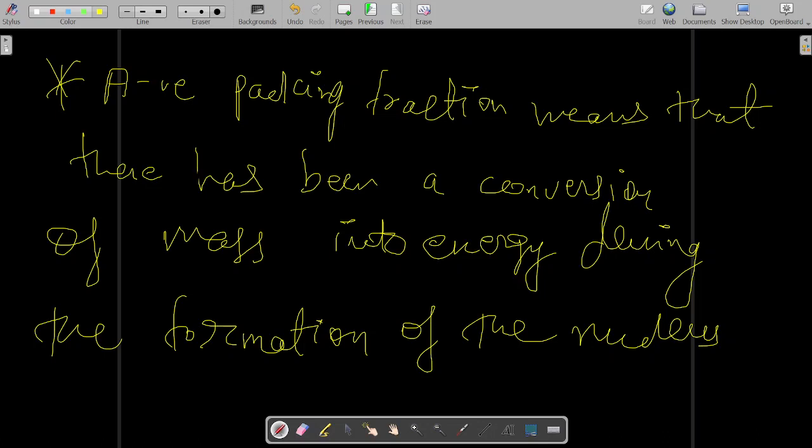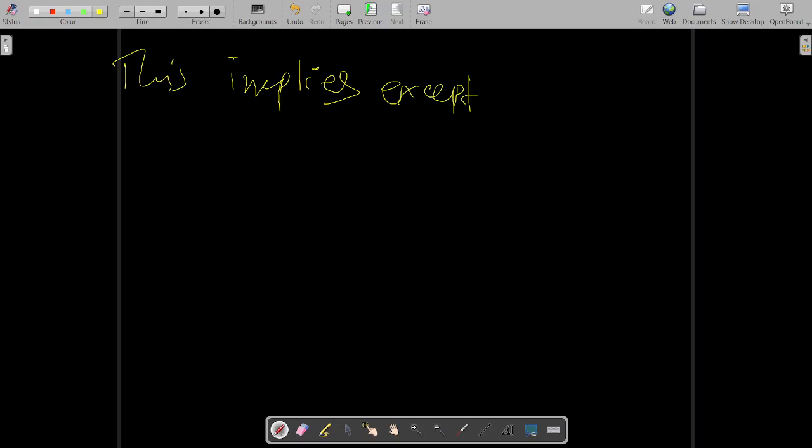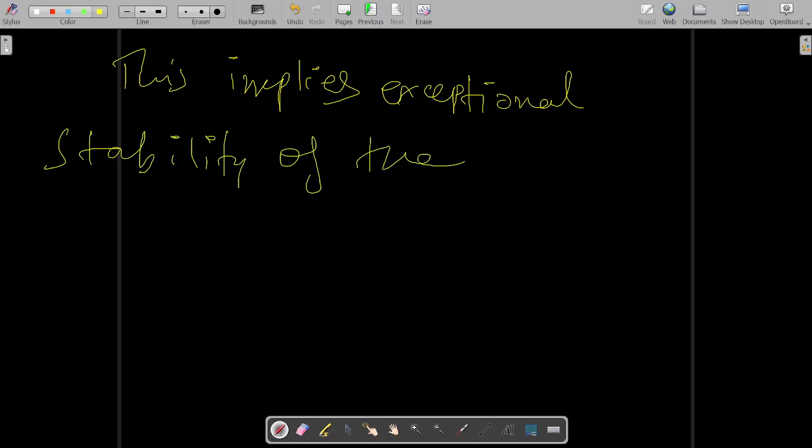This implies exceptional stability of the nucleus.